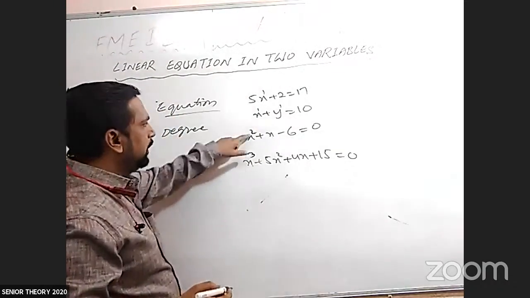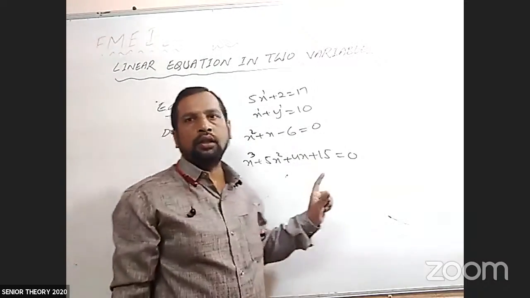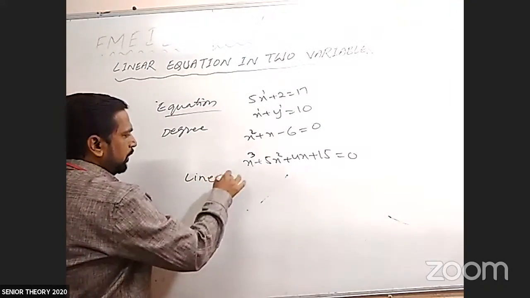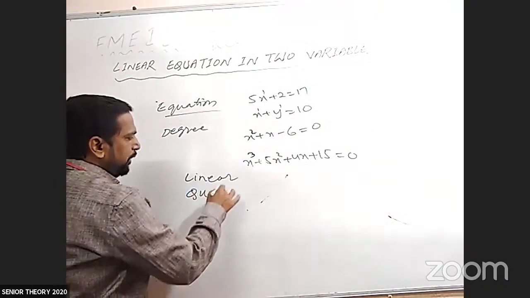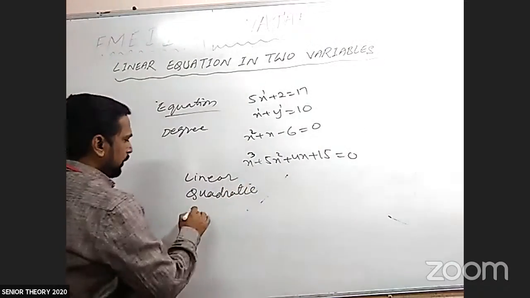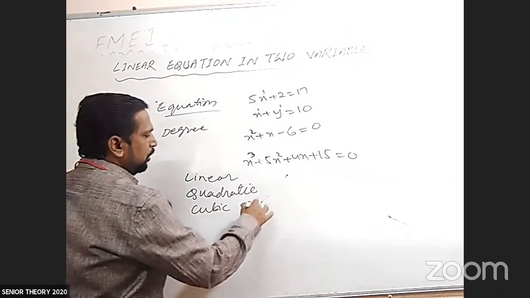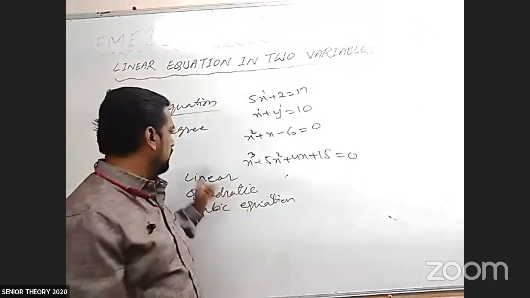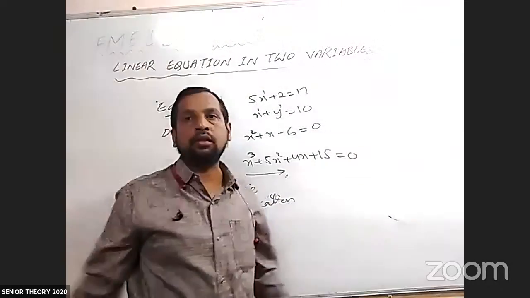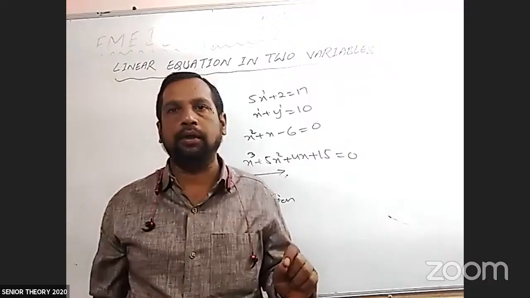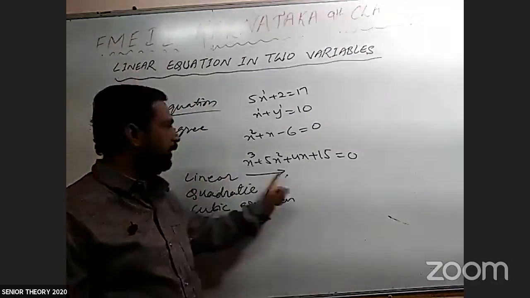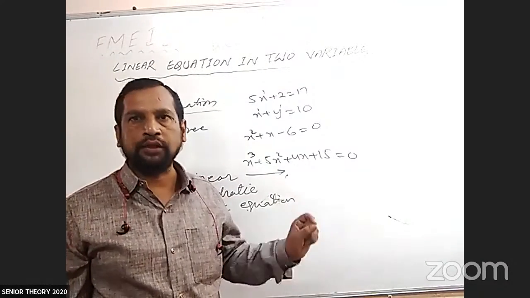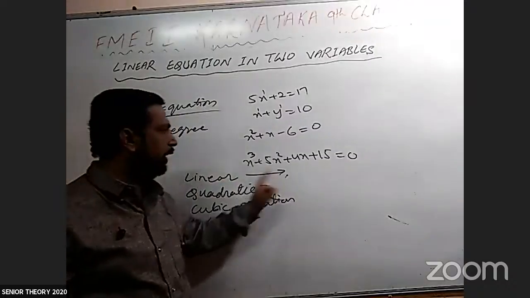So based on the degree, the equations are classified into various types like linear equation, quadratic equation, and one more, cubic equation, and so on. If an equation consists of a first degree variable, then we say it is a linear equation. Linear means an equation involving a first degree variable is called a linear equation.